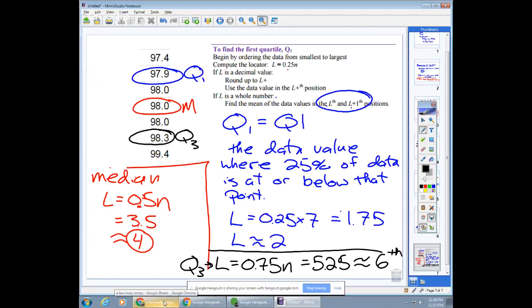So let's see, statistics, edit, list. I want 97.4, 97.9, 98, 98, 98, 98.3. For those of you on the internet, sorry, this is kind of boring. I'll tell you what I get in just a second. Okay, so I entered the numbers into a calculator, and then I'm going to ask the calculator to do some calculations for me.